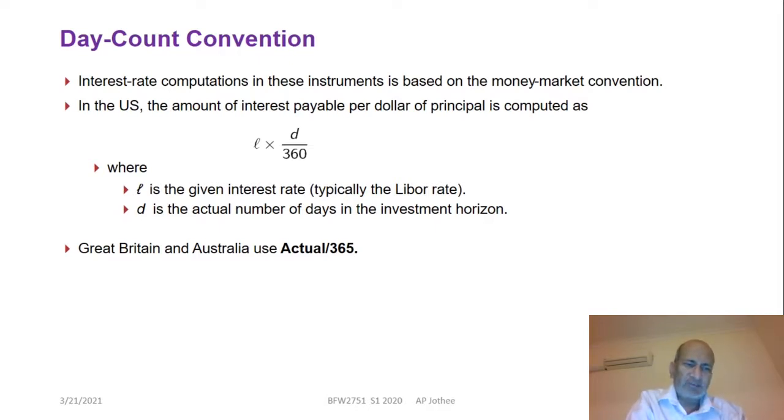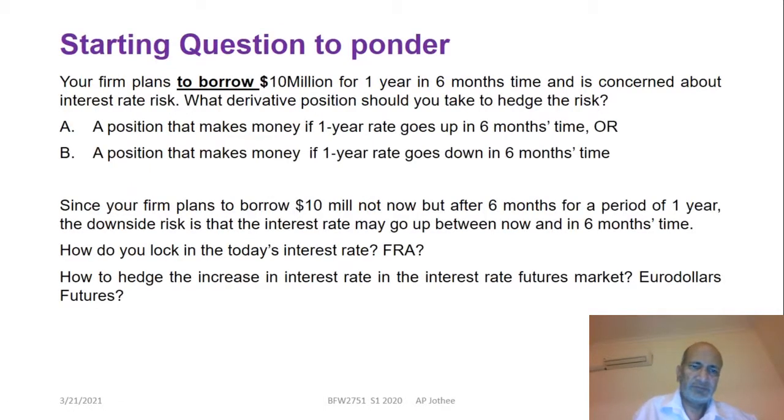In the US, the amount of interest payable per dollar of principal is computed as L times the number of days over 360, because that is the convention in the US. Where L is the given interest rate, that's typically the LIBOR rate, which will be varying on a daily basis. D is the actual number of days involved in the horizon.